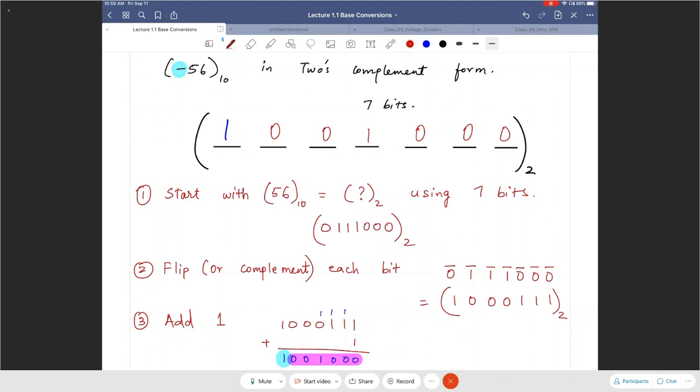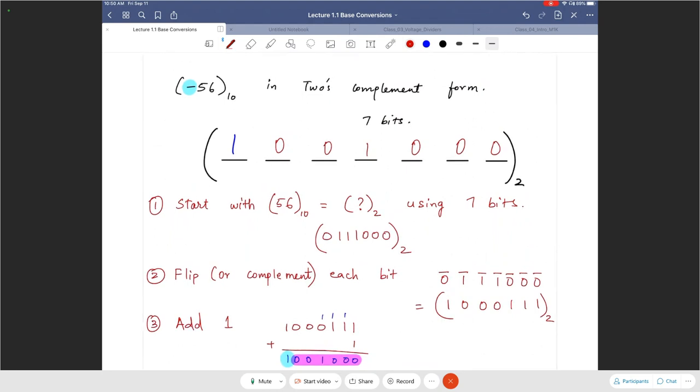So to reverse translate, we flip again and convert to base 10. You flip again and add 1 to convert to base 10. We will take a look at that example as well. The name of this method is to convert numbers to their 2's complement representation. That's the name, right? There's no special name for this. Flip all the bits, add 1 to it.